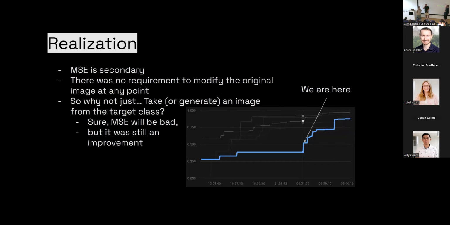And there was actually no requirement to modify the images at any point. So why are we doing the whole perturbing when you can just take the images from the target group and maybe try to adjust them, and at least we'll get the correct detection, which is, even with the worst MSE possible, still better than what we were getting.